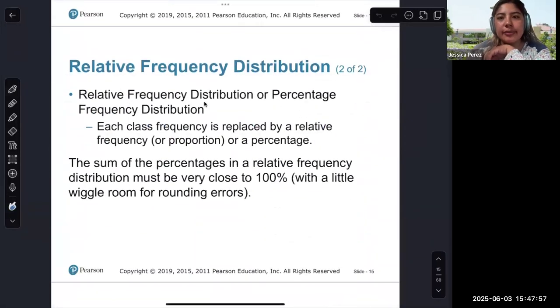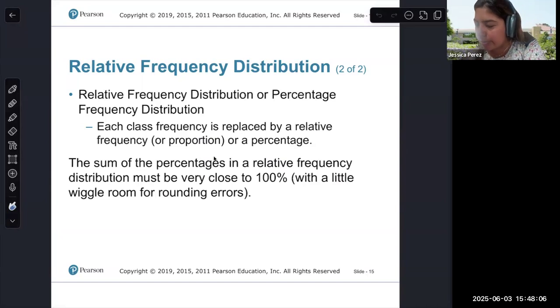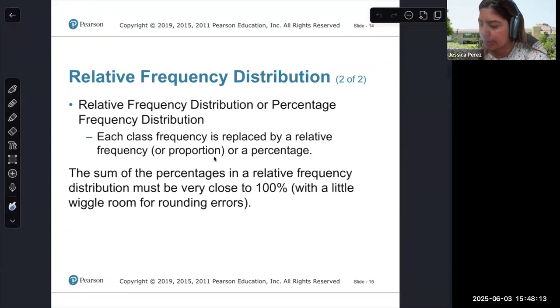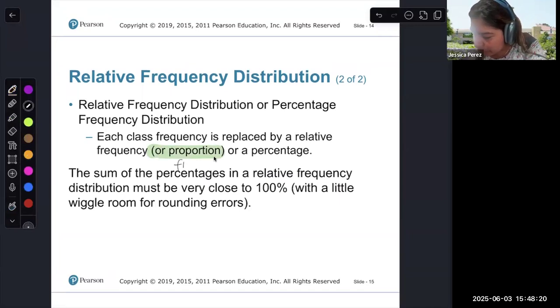So in a relative frequency distribution, each class frequency is replaced by a relative frequency, a proportion, or a percentage. Meaning it's going to be replaced either by a proportion, which is a fraction, or a percent. So the sum of the percentages should be very close to 100%.